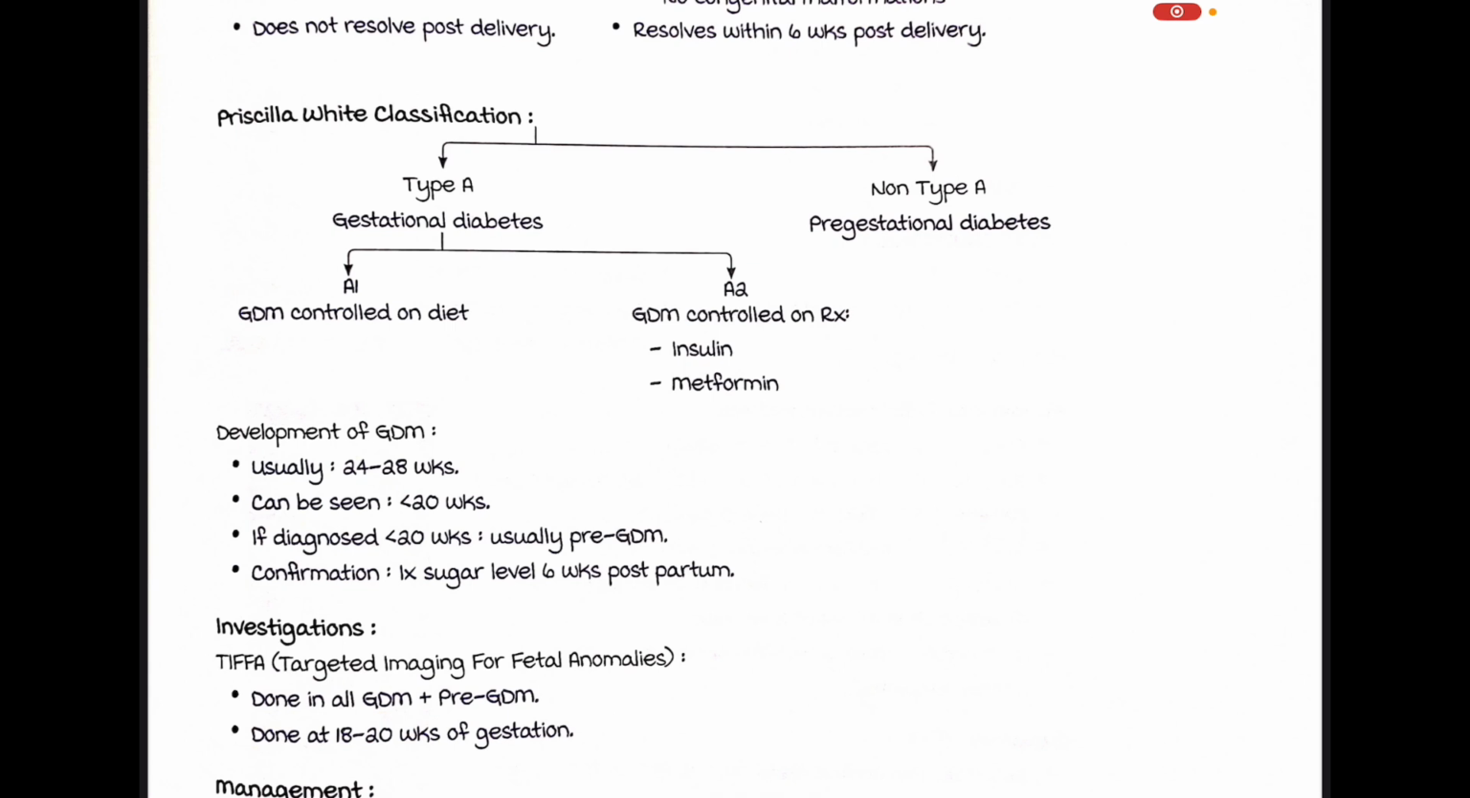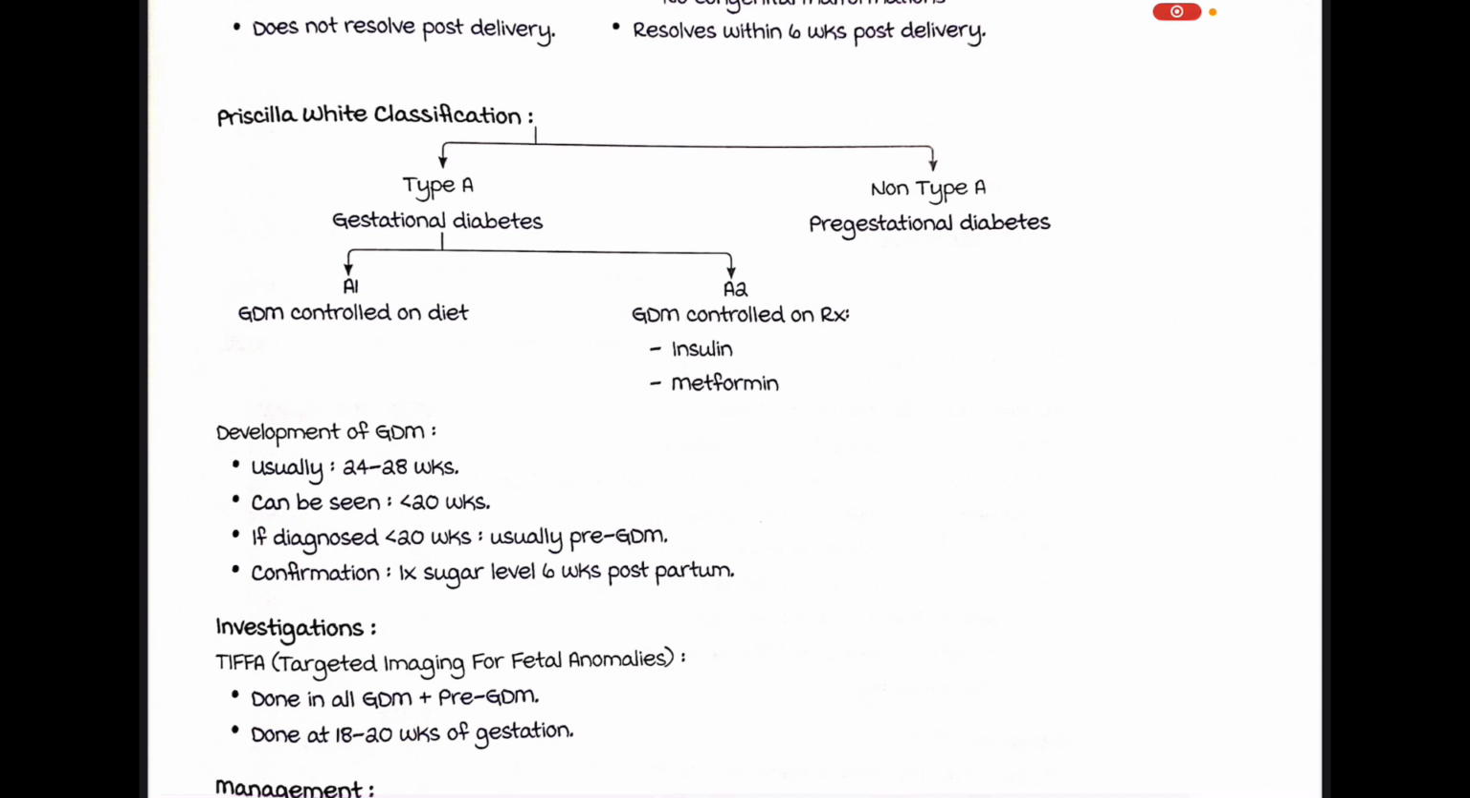Priscilla White classification: type A and non-type A. Type A is gestational diabetes, non-type A is pre-gestational diabetes. Gestational diabetes type A is further classified into type A1 and type A2. Type A1: gestational diabetes controlled on diet. Type A2: gestational diabetes controlled on treatment, for example insulin and metformin.